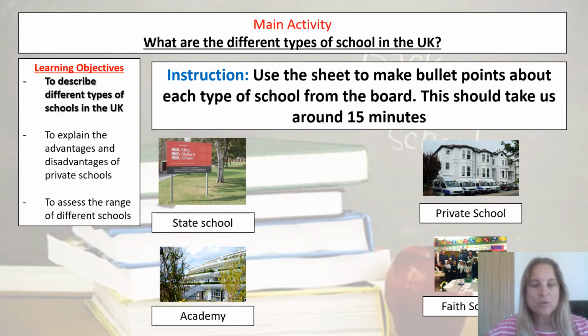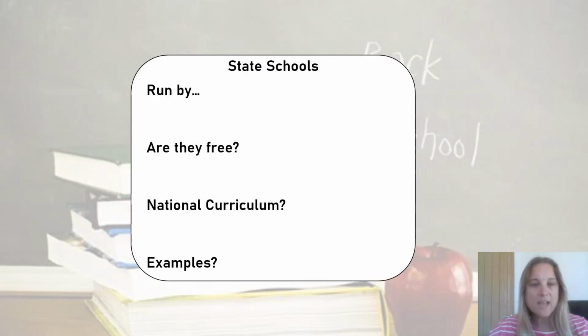So on the next few slides, there is some information about the following types of schools: faith schools, private schools, academies, and state schools. If you're in school, you'll have been given a sheet to complete. But if not, on the next slide, I'll show you the information that you need to capture about all of these school types by using the information on the PowerPoint slide. So that's what you need to find out.